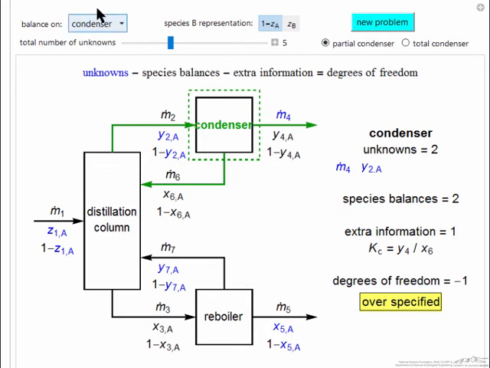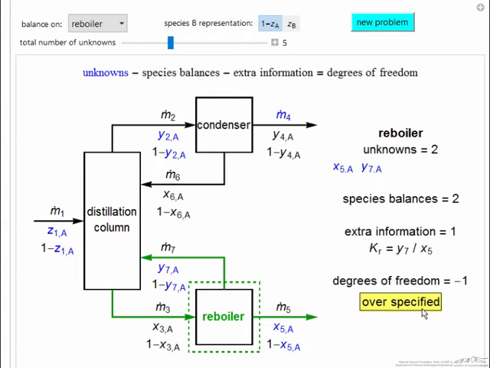So we can do likewise. We can look at the reboiler. For these particular conditions, it's overspecified. If I go to new problems, now it's solvable, overspecified again, and let me decrease the number of unknowns and look at a new problem. Solvable for these conditions, and then overspecified for other conditions.